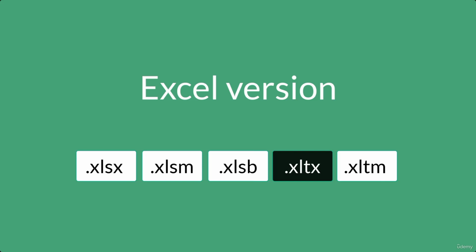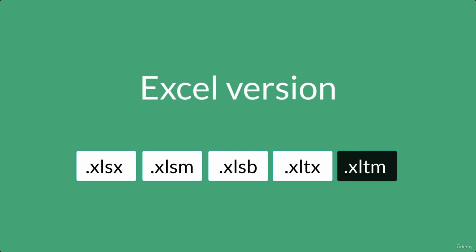.xltx. This file extension is used for Excel templates created in Excel 2007 or later. Templates are workbooks that can be used to create new workbooks. .xltm. This extension is used for Excel templates that contain macros.